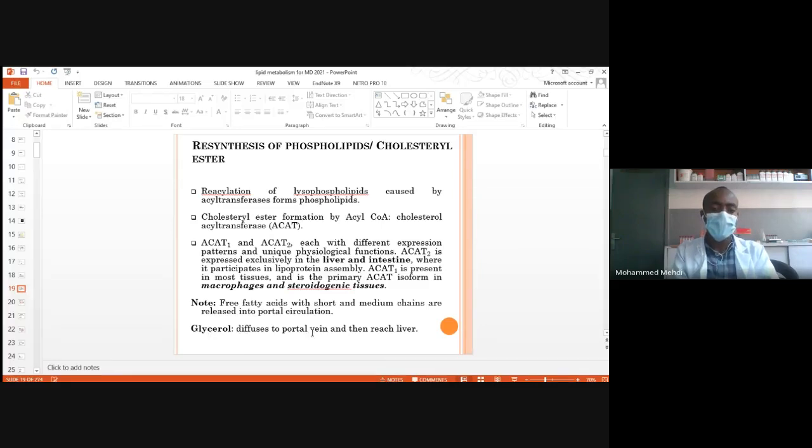Glycerol again diffuses to the portal vein and then reaches the liver for the formation of glucose. From glycerol, there is glucose formation through gluconeogenesis. Gluconeogenesis converts glycerol to glucose, or to make another triacylglycerol, we use this glycerol backbone.